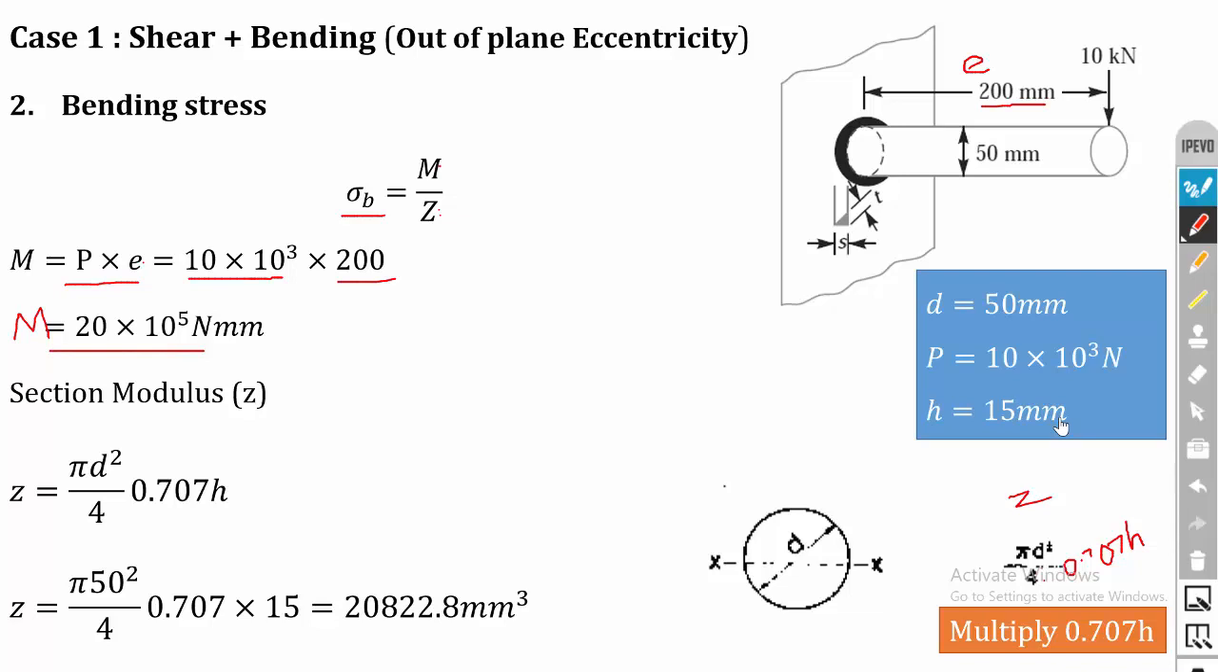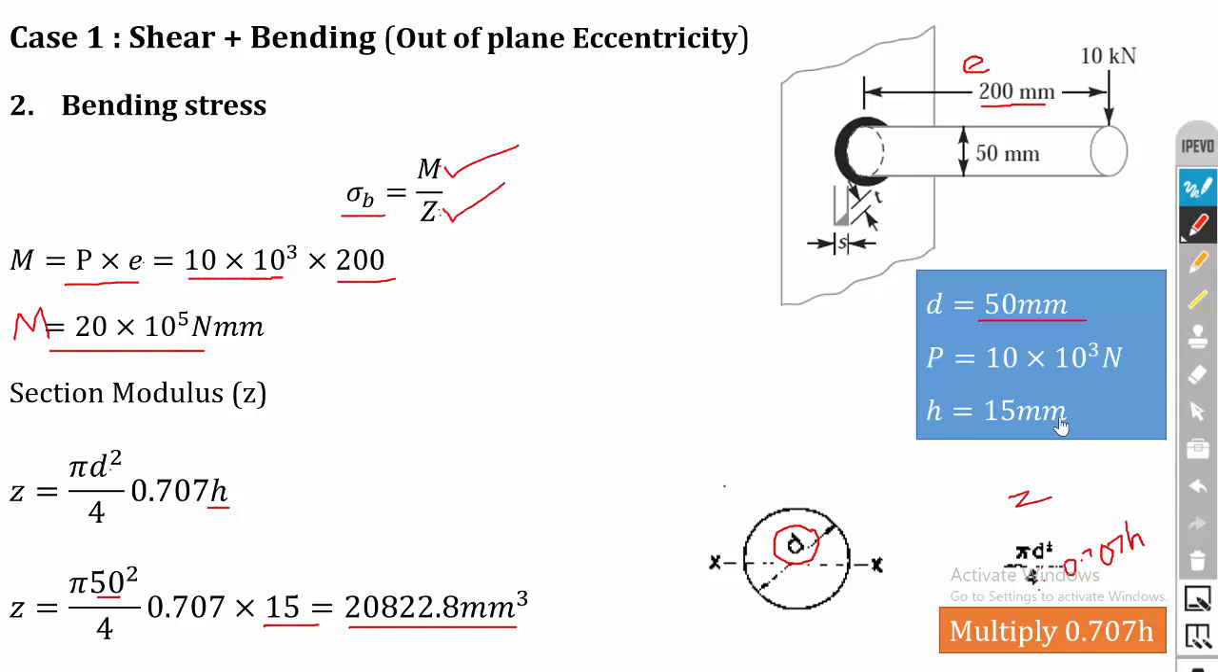So here D is given in the drawing. In our problem the D is 50, so it is pi d square by 4, 0.707 H. Okay. So you can compare the drawing and you can take the formula from the data book. In the formula, D is the diameter, it is 50 mm. Then H is the size of the weld, it is 15 mm. So if you solve this equation, finally you will get the section modulus value as 20,822.8 mm cube.